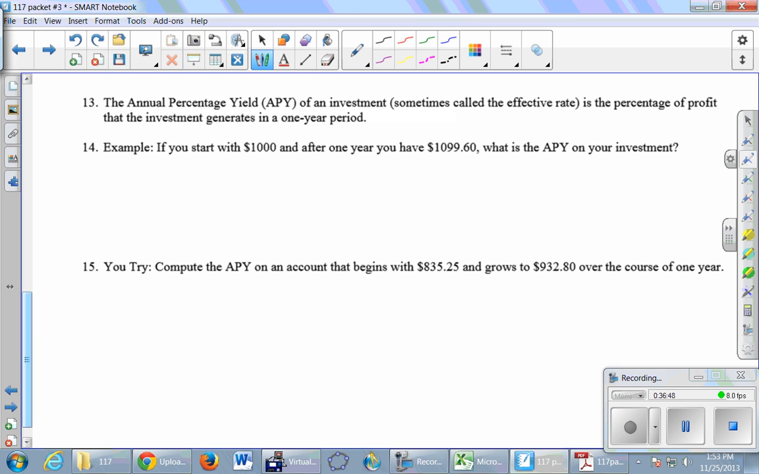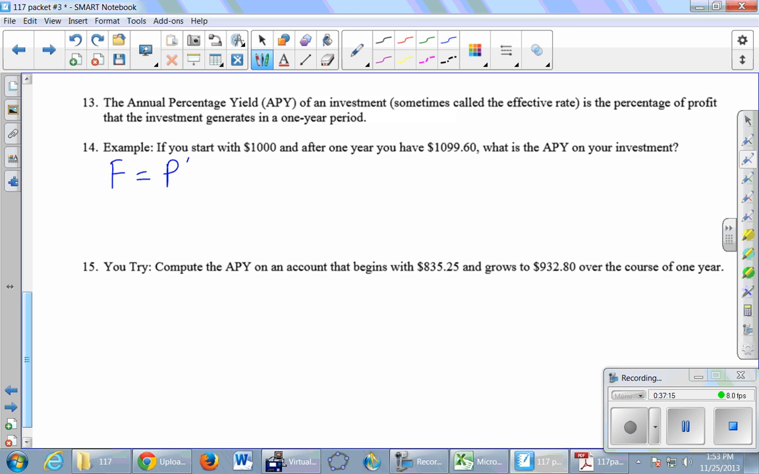So let's try this example that Lila read. $1,000. At the end of the year, we get $1,099.60. I don't care how you got there, but we're now going to figure out, all right, what did you really make on your money? So we want the APY. It's a formula that we wrote recently. We'll just write it again here. Oh, you know what? We're not. We're going to use the formula that we started with today.